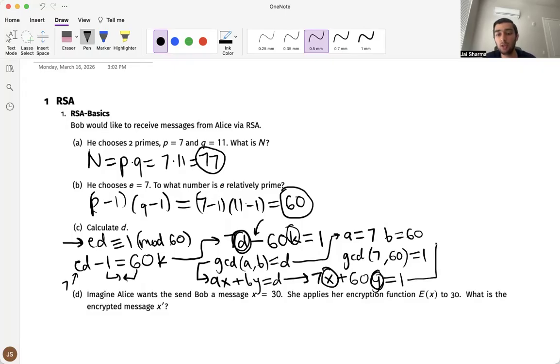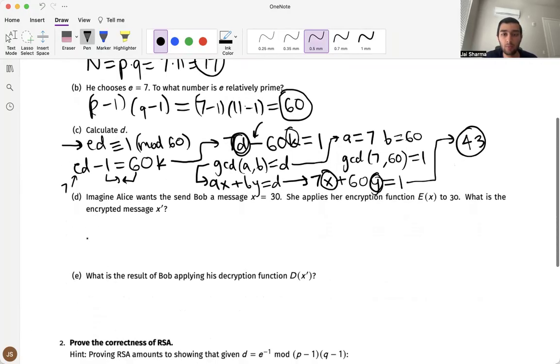And if we do the Euclidean algorithm, we end up finding that the number d here is, I believe, 43. So d is 43. Now we have our public key, which is 7, and our private key, which is 43. And so 43 times 7 should give us, and you can verify this on your own, 1 mod 60. It'll be 1 greater than a multiple of 60.